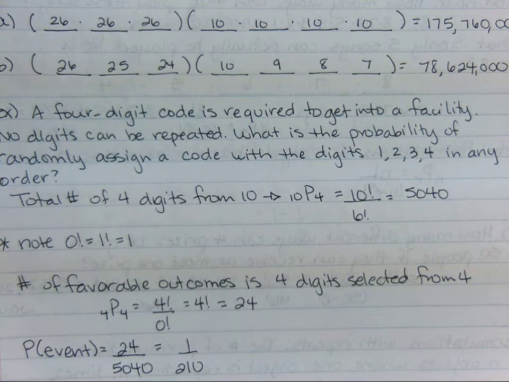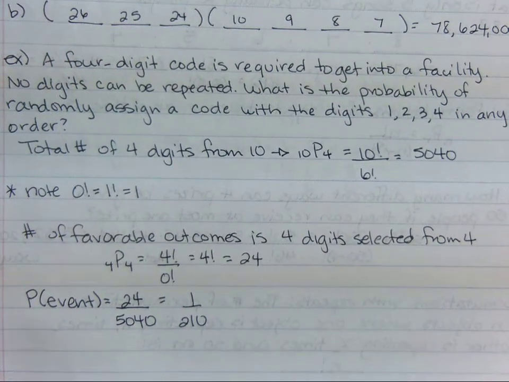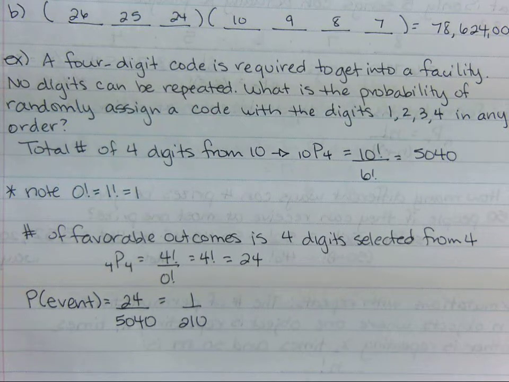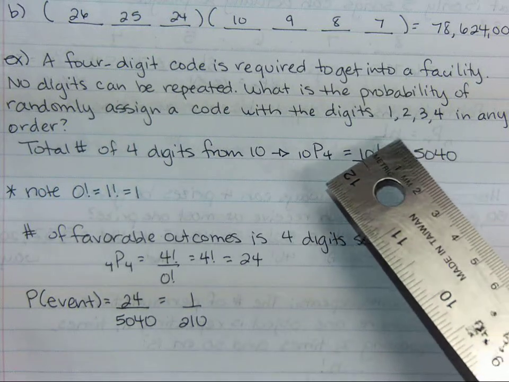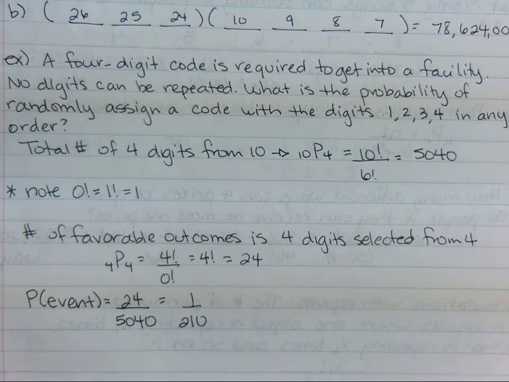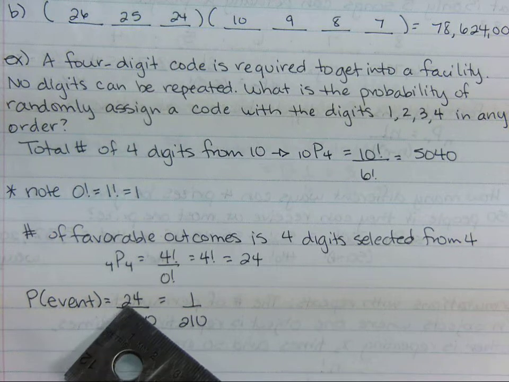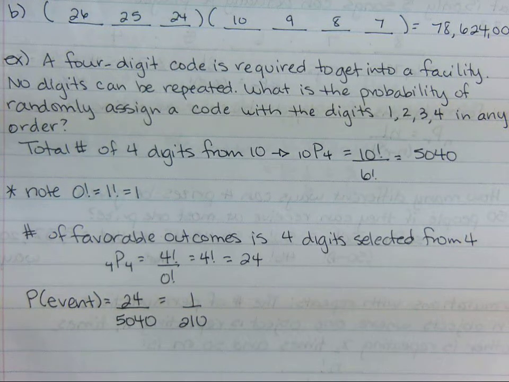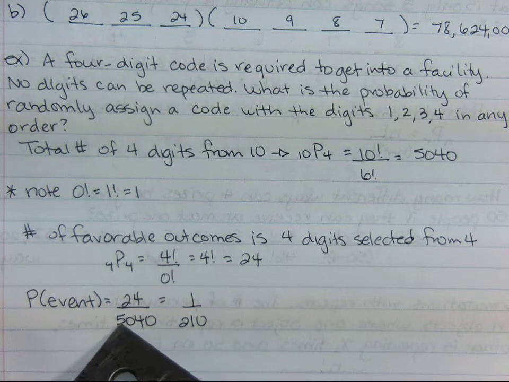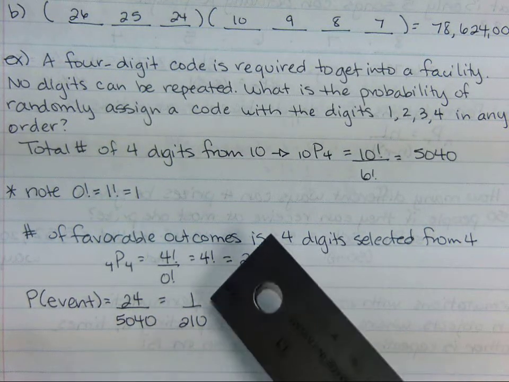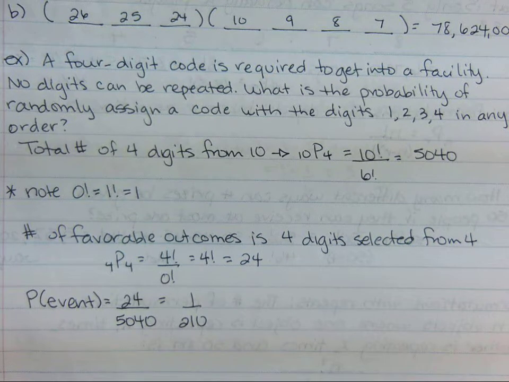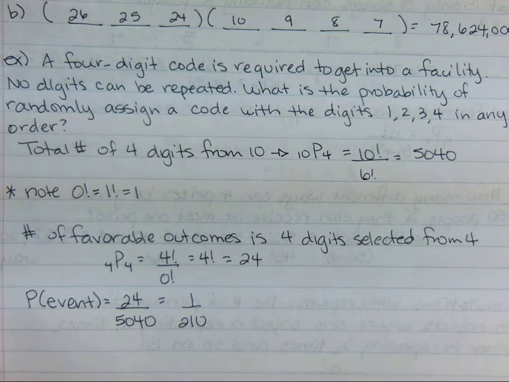So when I put that together in terms of probability, the probability of the event where I am using only the digits 1, 2, 3, 4 is going to be the 24 options out of the possible 5,040. If I simplify that fraction, my probability is 1 out of 210. And this is the process you're going to take for any of the probabilities dealing with permutations.